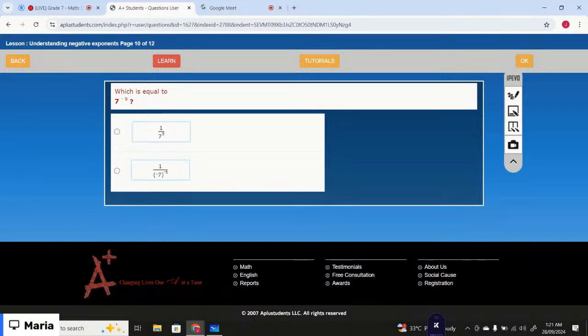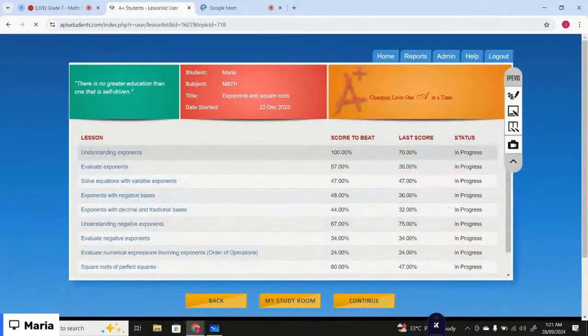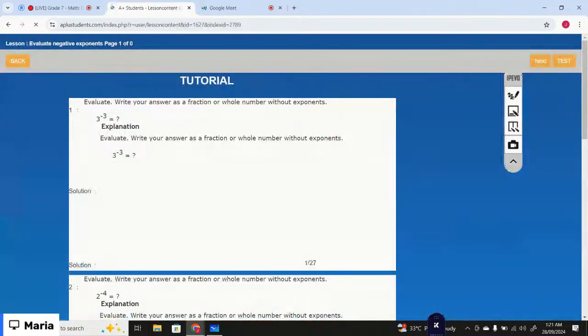The correct option is 1 divided by 7 exponent 5, option number 2. Okay, you can complete the lesson by yourself later today. Let me just move on to the next lesson, and the next lesson is evaluate negative exponents. Let's just start with the next lesson.